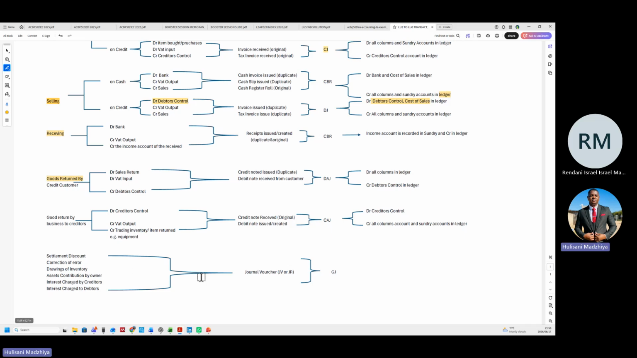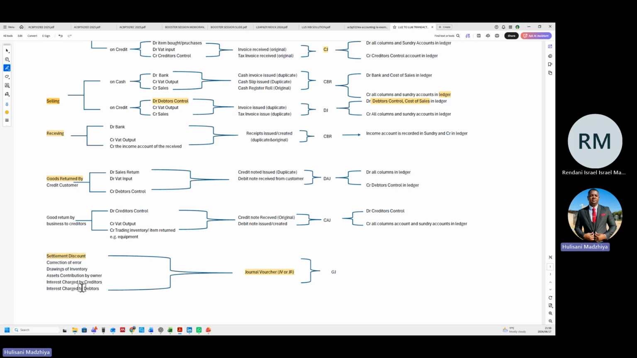So coming back to the main one, the general journal. Any transaction that cannot be recorded in the other seven journals will then be recorded in the general journal. And when we record those transactions, we raise what we call a journal voucher. A journal voucher is what we raise to be able to record in the general journal.